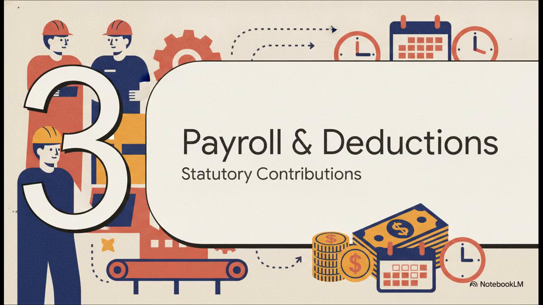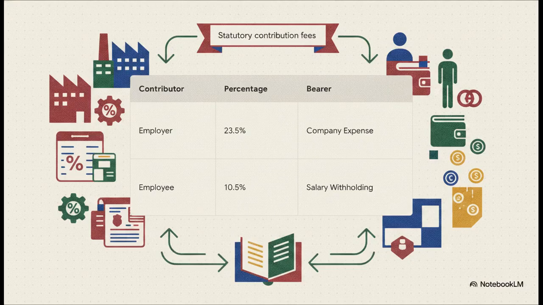All right, section 3, payroll and deductions. We've got the materials, we've got the heavy machinery, and now we need the human workforce to actually operate them. Accounting for payroll isn't just about recording wages. It's honestly about managing strict statutory contributions for social, health, and unemployment insurance, plus trade union fees.